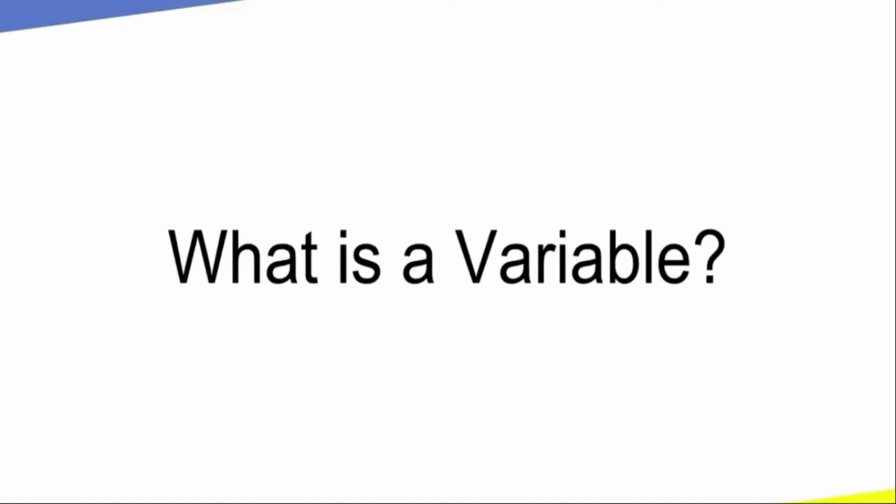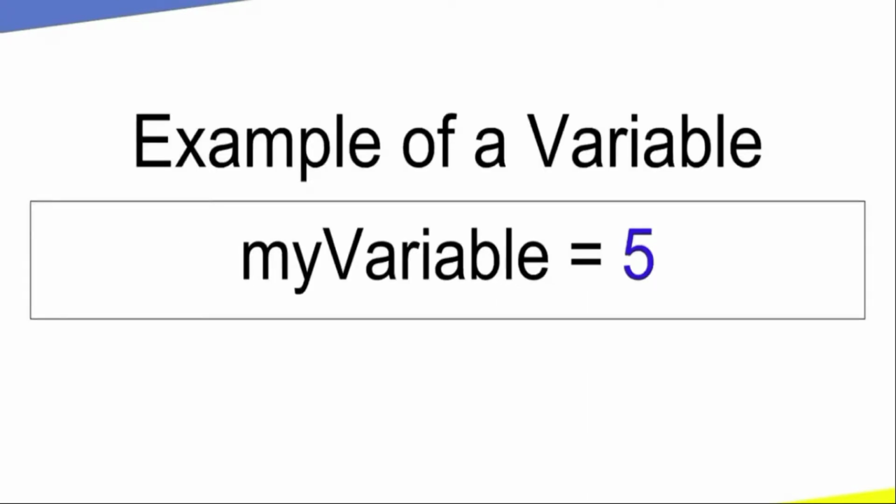So you may be thinking, what is a variable? So variable is storing some data at an address in a computer's memory. Or you can think of it as storing some information inside a box. And in this slide, we are going to show you an example of a variable.